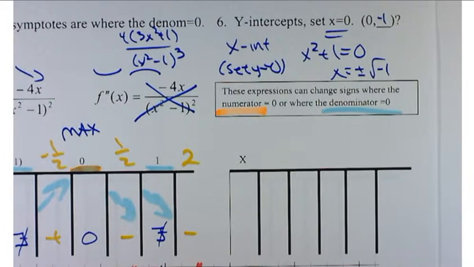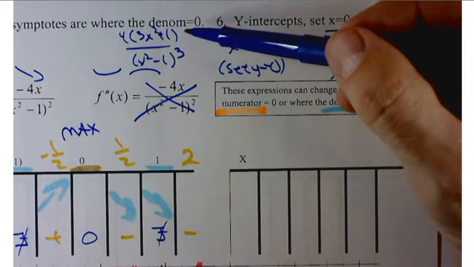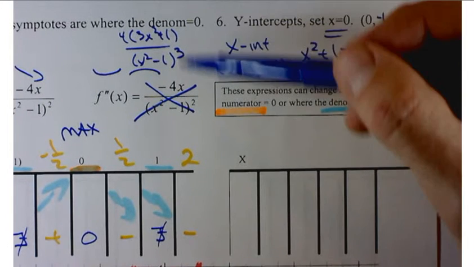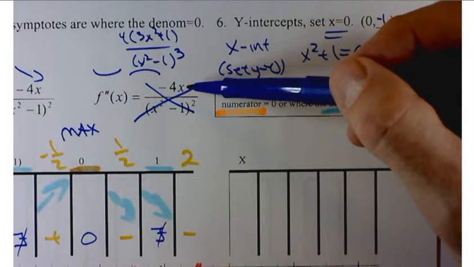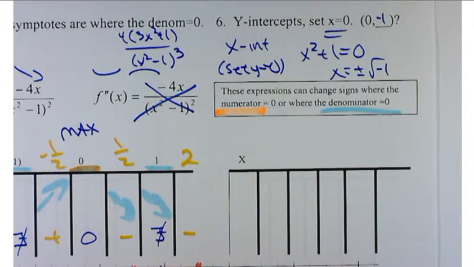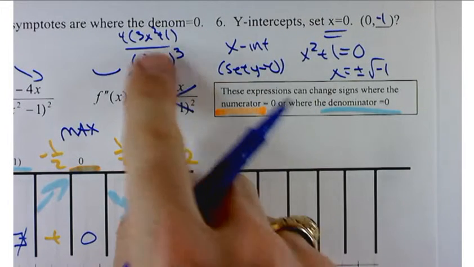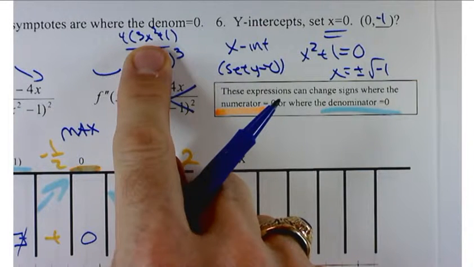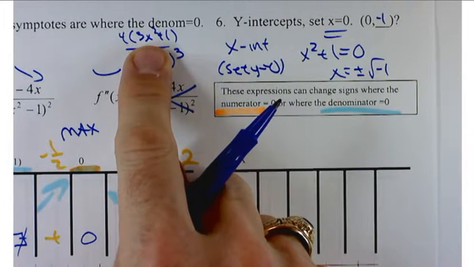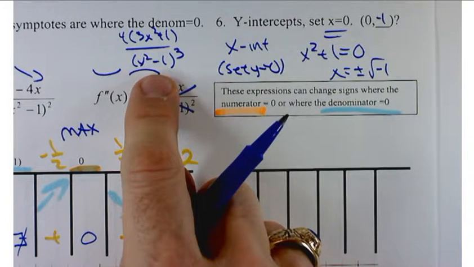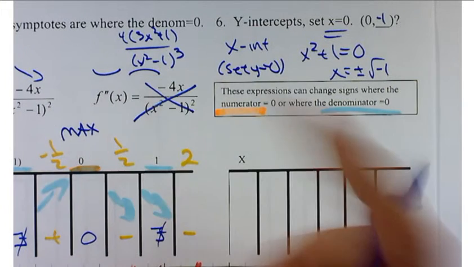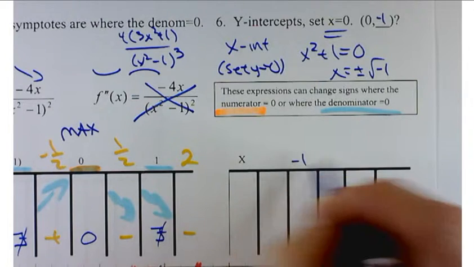Now, like before, I need to know where the numerator equals 0 and where the denominator equals 0. Well, the numerator can't equal 0. 3x squared plus 1 will not equal 0. So this can only change signs where the denominator changes signs. And the denominator changes signs at -1 and 1.